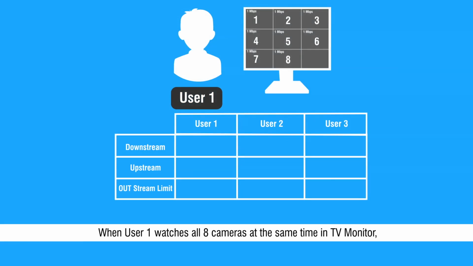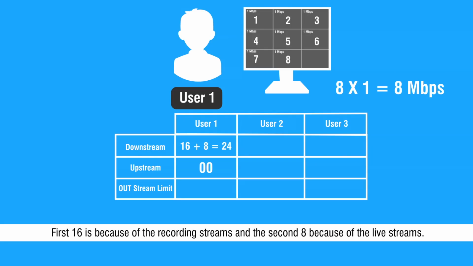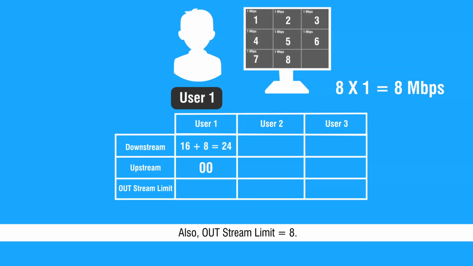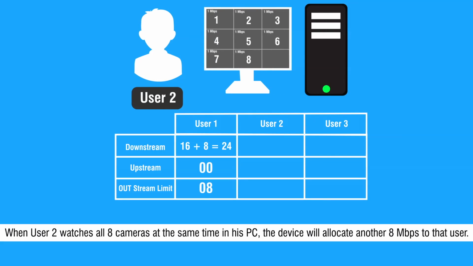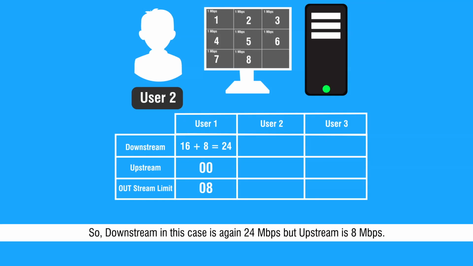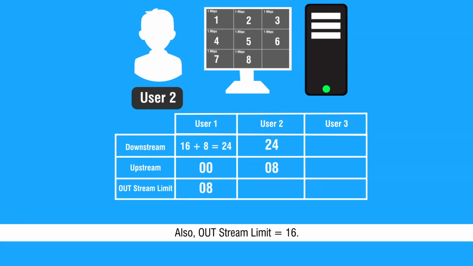When user 1 watches all 8 cameras at the same time in TV monitor, downstream in this case is 16 plus 8, that is 24 Mbps, but upstream is 0 Mbps. First 16 is because of the recording streams and the second 8 because of the live streams. Also, outstream limit is 8. When user 2 watches all 8 cameras at the same time in his PC, the device will allocate another 8 Mbps to that user. So downstream in this case is again 24 Mbps, but upstream is 8 Mbps. Downstream will remain unchanged as now the device is transferring the stream to the user. Also, outstream limit is 16.